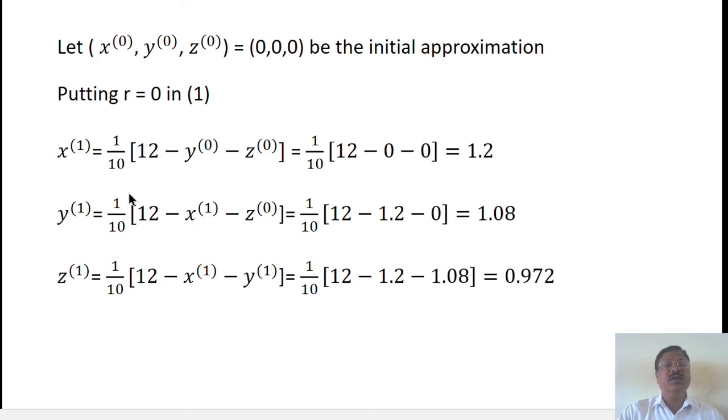So y raised to 1 is 1 upon 10, 12 minus x raised to 1 minus z raised to 0, 1 upon 10, 12 minus 1.2 minus 0, after simplification it is 1.08. Z raised to 1 is 1 upon 10, 12 minus the recent values of x raised to 1 and y raised to 1, which are 1 upon 10, 12 minus 1.2 and minus 1.08. That will give you 0.972.